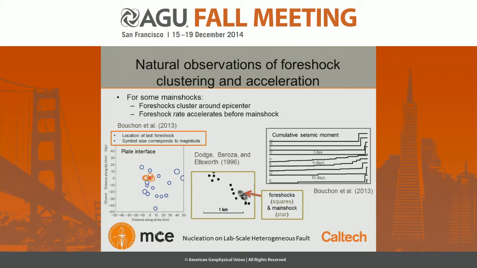And here are just some examples of trends that we can see in foreshock behavior. These two plots show the spatial clustering of foreshocks leading up to a main event, and this one over here shows the temporal clustering. These trends are observed for foreshocks leading up to some large events on natural faults.